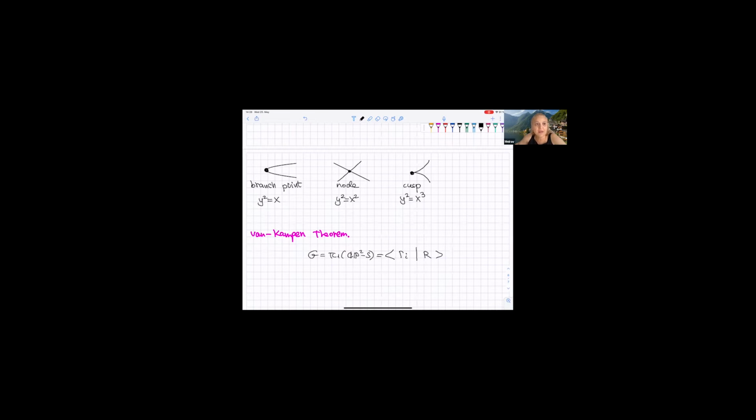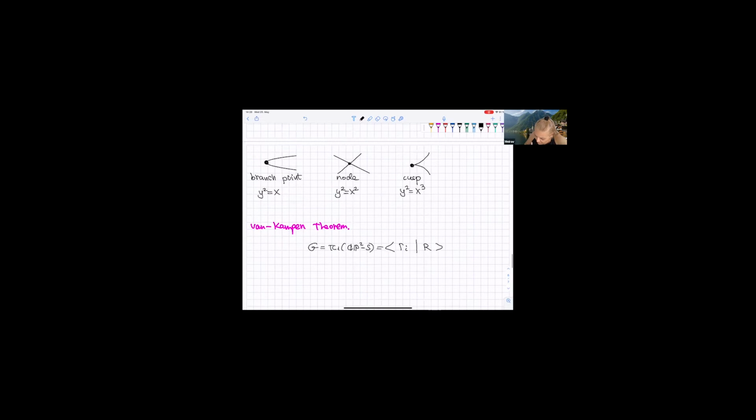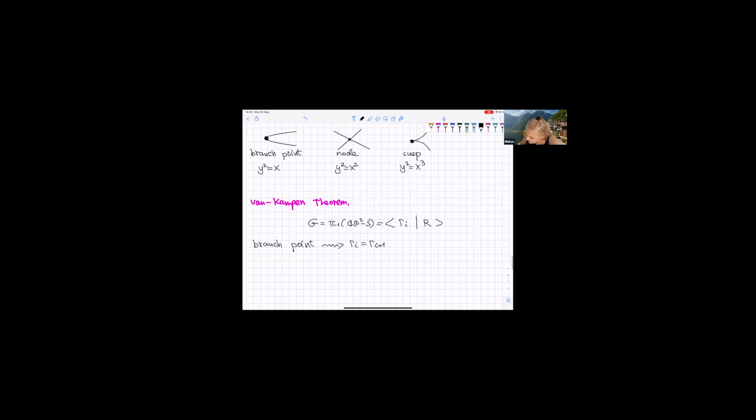So let's see what we conclude from Van Kampen Theorem in our case. If we have a branch point, then the relation that we get from this is some equality between two generators, gamma i and gamma i+1. What do I mean by this? If I take the x-axis here and the conic, this is the branch point, and here I take a good point, and I take two generators of the fundamental group G, say gamma i and gamma i+1.